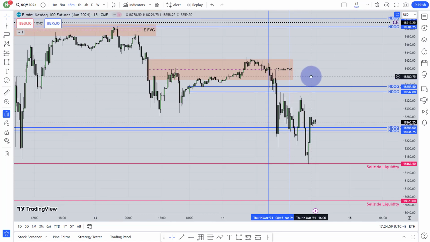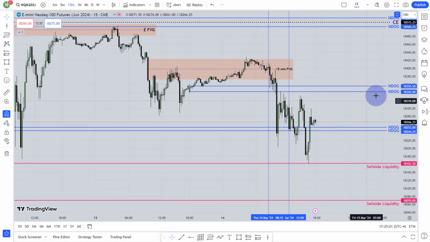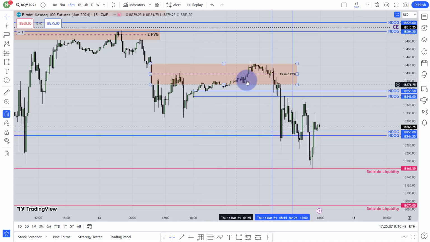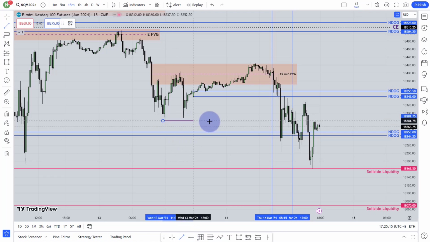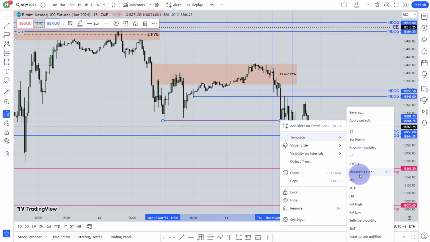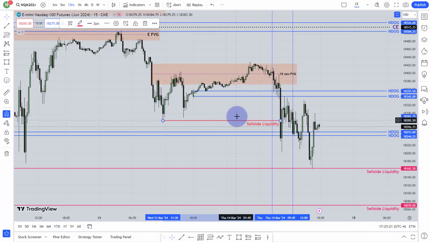Now here is the 15-minute chart. There is my sell side liquidity. Just remember, this is the new day opening gap, and here is the new day opening gap. When price was here just before 8:30, I saw these relatively equal lows. So I'm going to mark those relatively equal lows. That was my primary sell side liquidity.